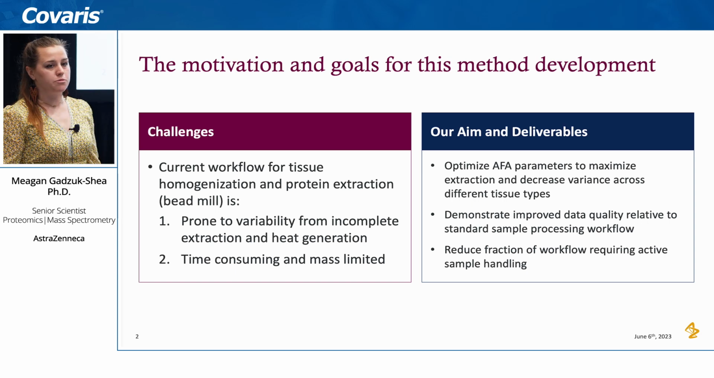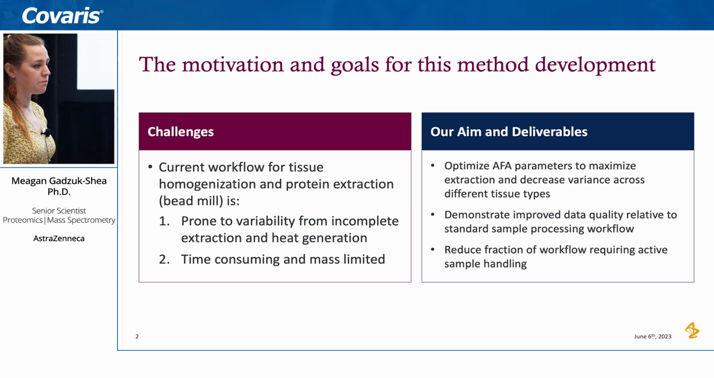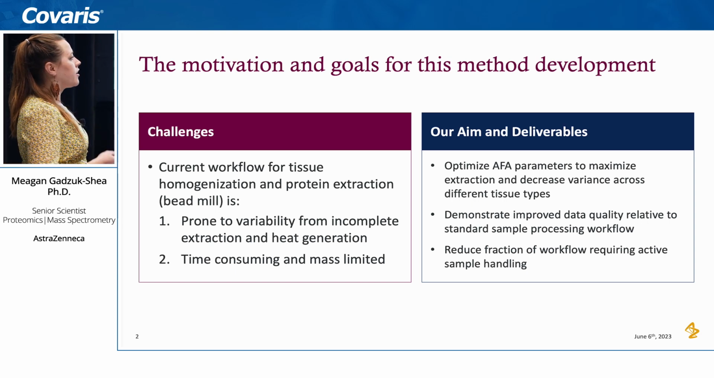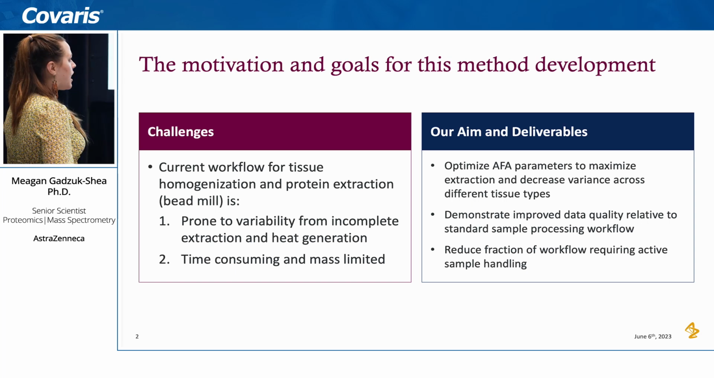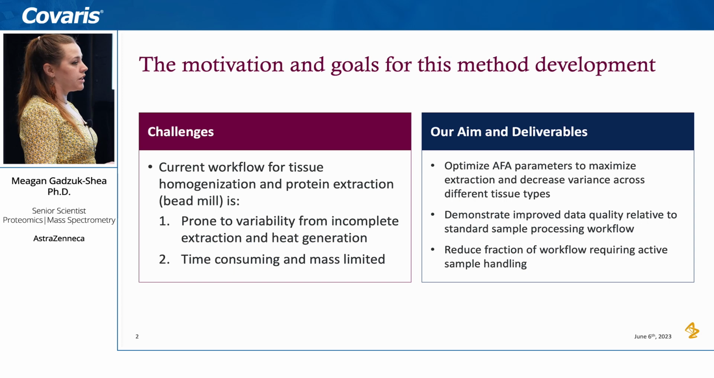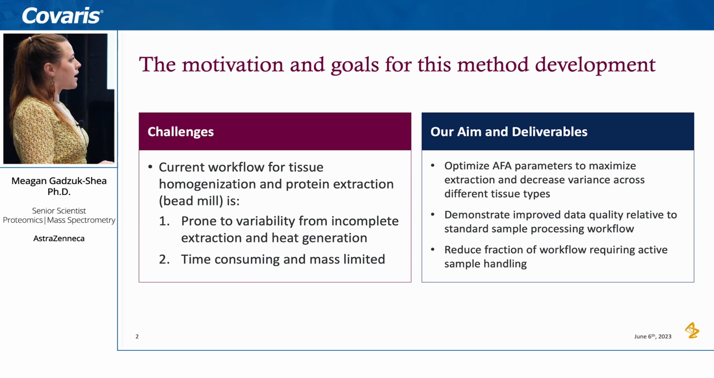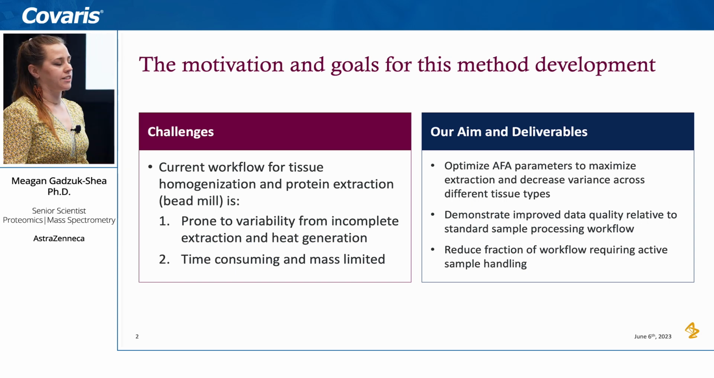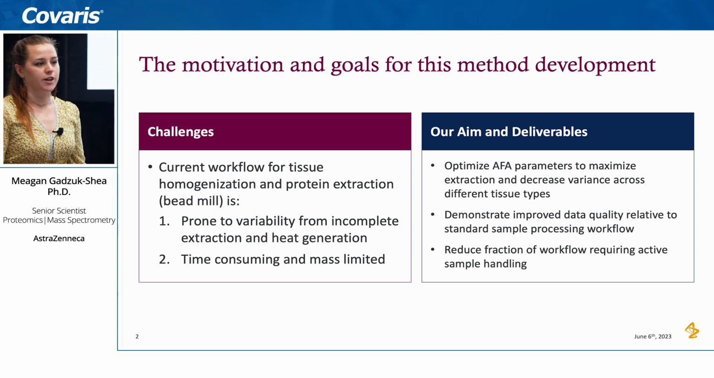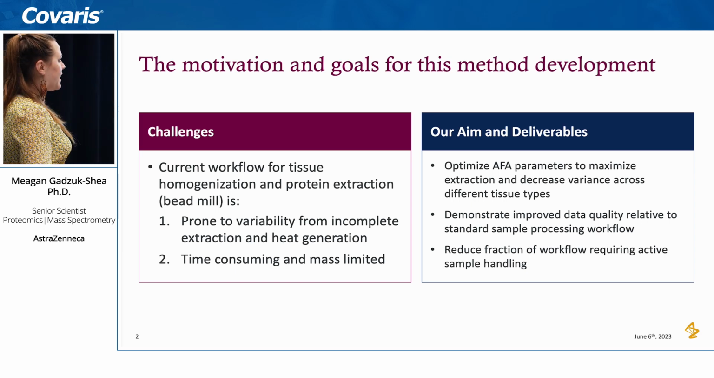And with the consumables that are available for the bead mill that we have on site, you're limited in the amount of tissue that you can actually process. And so what we wanted to achieve with this work is to optimize the AFA parameters to maximize the extraction and decrease variation, as well as to demonstrate improved data quality relative to our standard bead mill treatment, and then also to reduce the fraction of workflow that involves active sample handling, as Jen said in her talk, that with each of those transfers, each of those steps can just increase more and more variation.